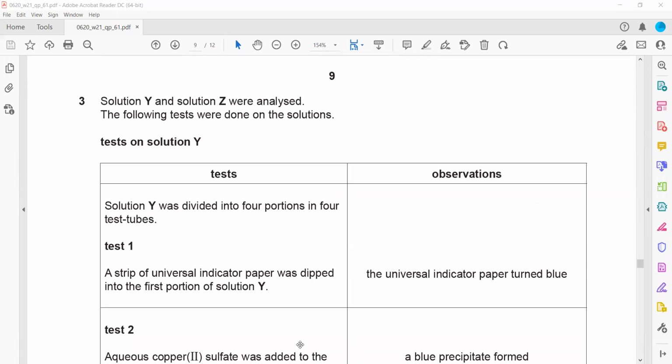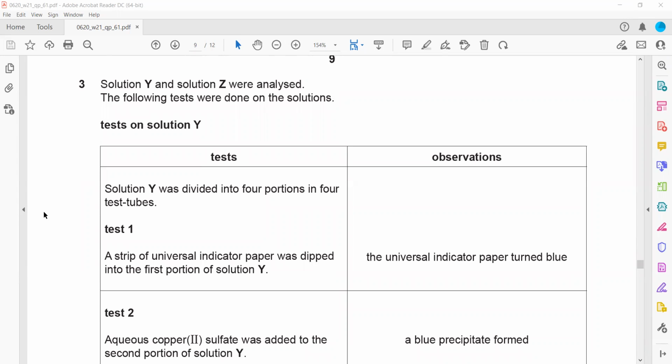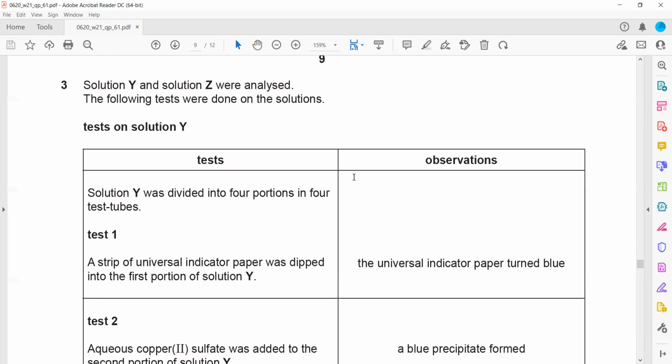Question 3 is about identification of the ions, how we can identify the ions. So it is important that you learn that table which I already shared with you. Solution Y and solution Z are analyzed. So we have two solutions. One we called solution Y, another one we called solution Z.